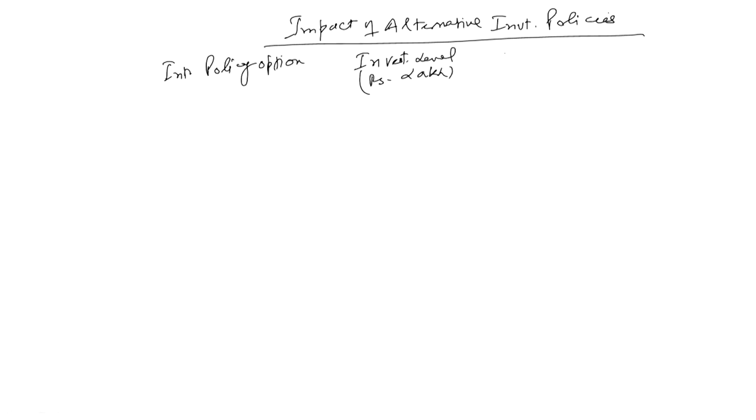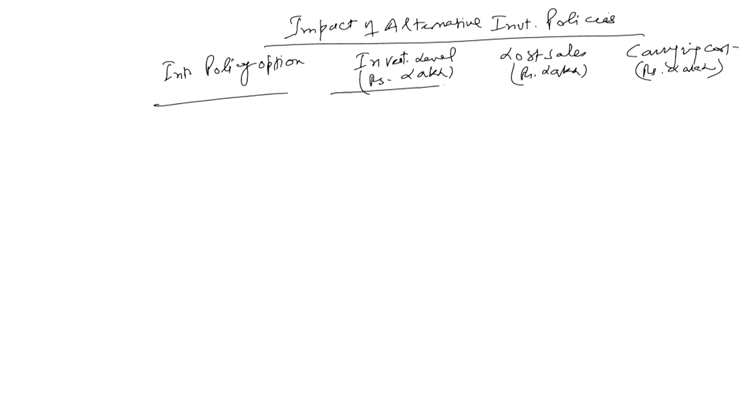Then it was lost sales, rupees lakhs again, and then it was carrying cost, again in rupees lakhs, right. So, this is the situation here. Inventory policy option, they devised it into 6 parts.